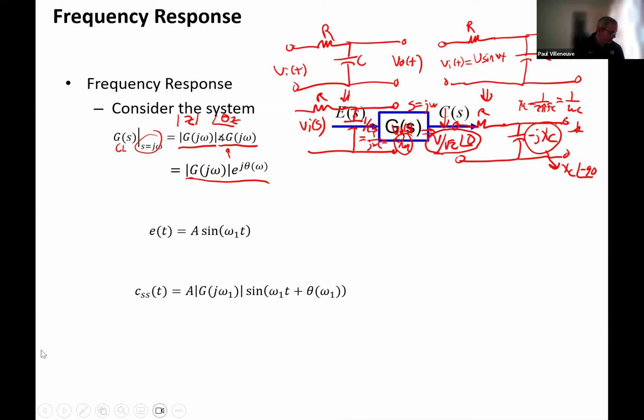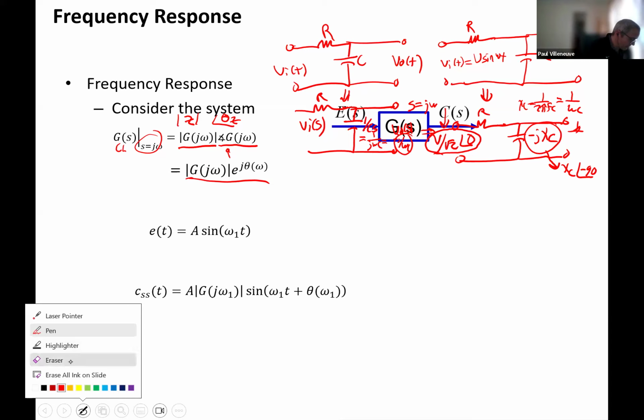All right, so let me erase some of the stuff so we can see what we're working on.